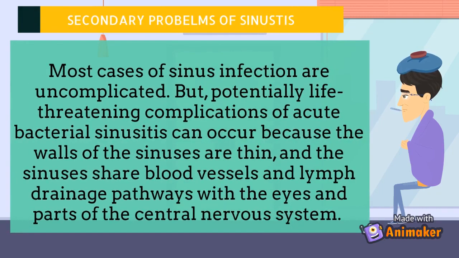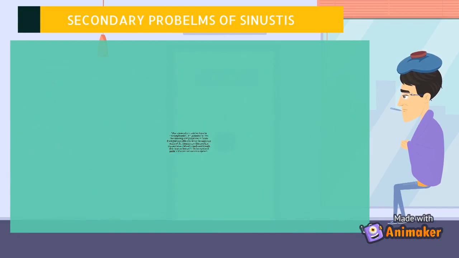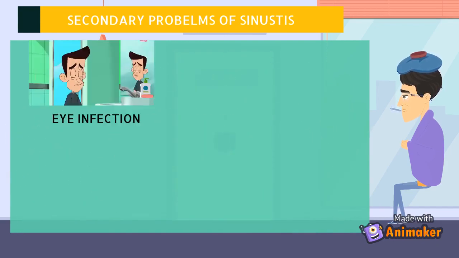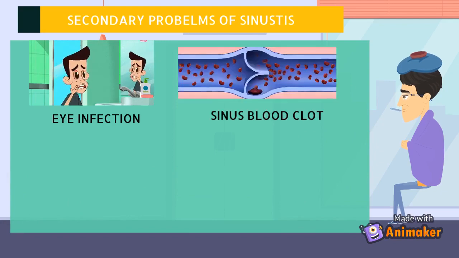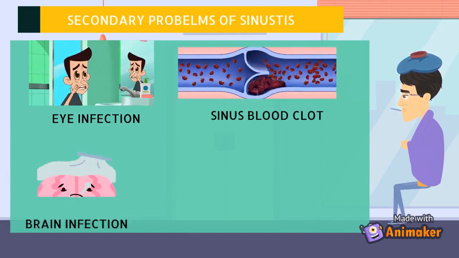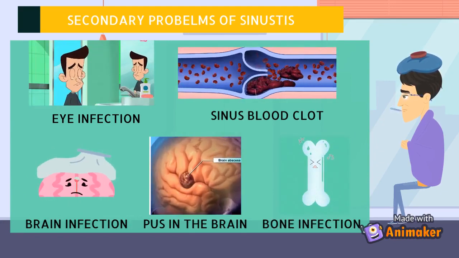Secondary problems of sinusitis. Although most cases of sinus infections are uncomplicated, potentially life-threatening complications of acute bacterial sinusitis can occur. This is because the walls of the sinuses are thin, and the sinuses share blood vessels and lymph drainage pathways with the eyes and parts of the central nervous system. Complications of sinusitis include infection of the eye and its surrounding tissue, sinus cavity blood clot, thrombosis, brain infection, pus in the brain, and bone infection.